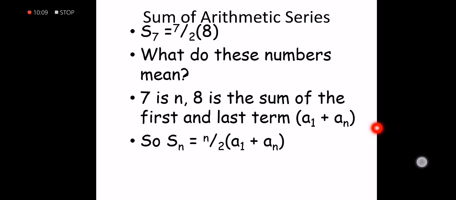Because otherwise, may introduce pa akong isang formula sa inyo and that will be another part of video or another video to be uploaded maybe tomorrow. Okay? So we have S sub n equals n over 2 times a sub 1 plus a sub n, where n is the number of terms that we are adding. Number of terms that we are adding divided by 2. Hatiin mo lang siya sa dalawa, multiply mo siya kay a sub 1 plus a sub n, wherein a sub 1 yung first term natin, and a sub n is our last term.